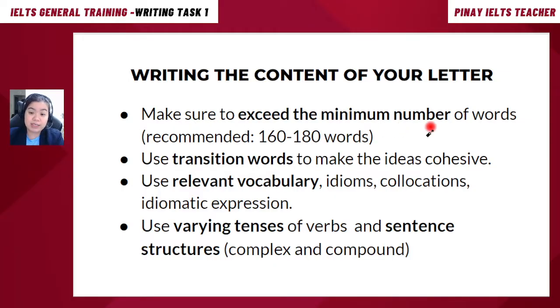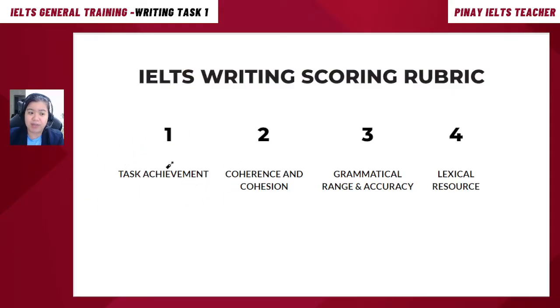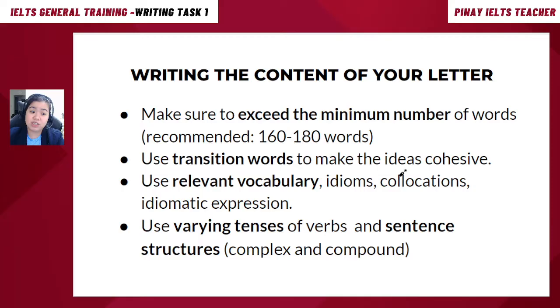First, you have to exceed the minimum number of words. Don't go flat 150, just in case they are to omit some of your words. And if that falls below 150, then you fall short on your task achievement. Okay, task achievement. Task achievement means were you able to write within the minimum number of words? Were you able to answer all the given tasks for you? That's your task achievement. So make sure you exceed a little bit from that, but don't go way beyond 200.